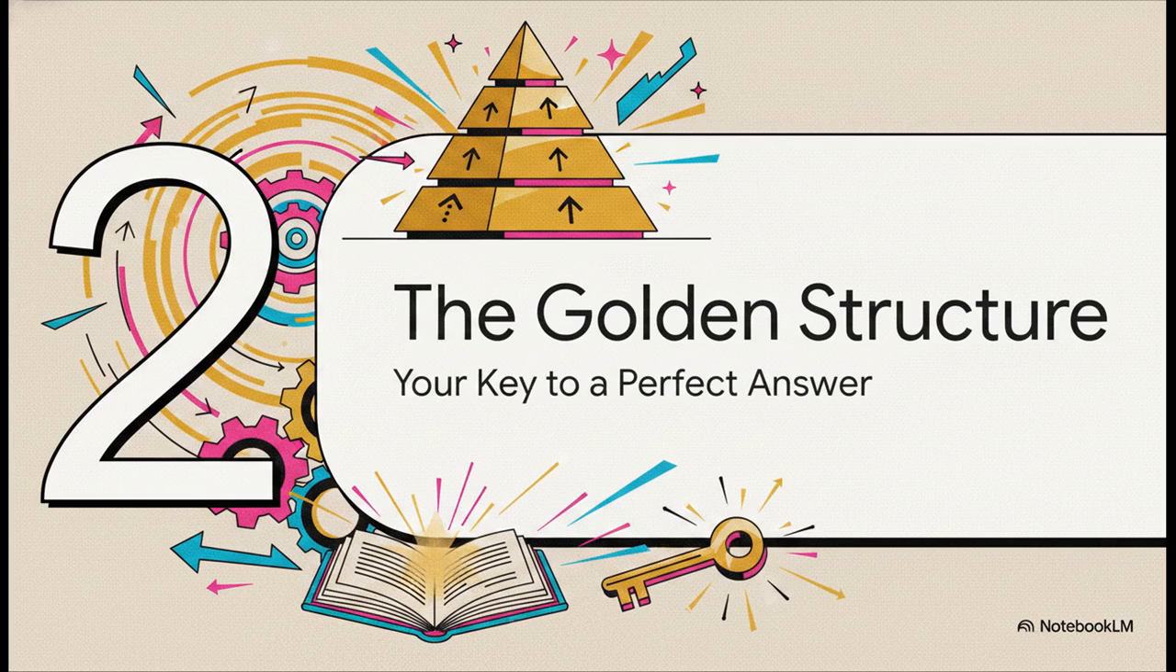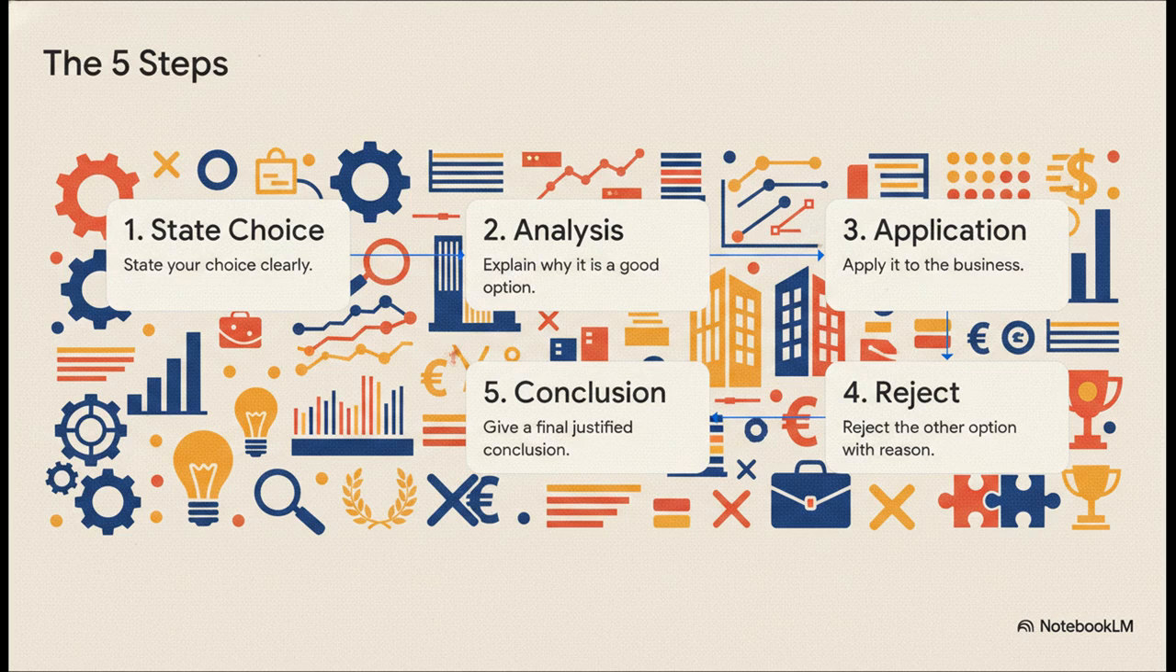Well, you use a framework. I call this the 5-step golden structure. And it's basically your secret weapon for building a perfect answer. And here it is, just 5 simple steps. First, you state your choice. Boom, right up front. Then you dig into why it's a good choice. That's your analysis. After that, you connect it directly to the business in the question. Step 4, you knock down the other option. And finally, you wrap it all up with a powerful, justified conclusion. Let's see what that actually looks like.